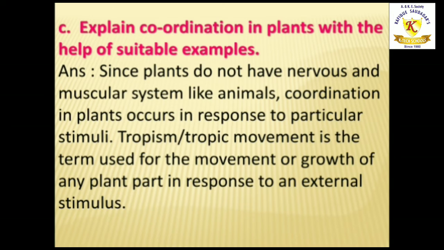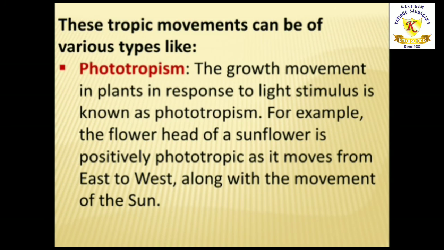Next question, explain the coordination in plants with the help of suitable examples. Answer. Since plants do not have nervous and muscular systems like animals, coordination in plants occurs in response to their particular stimuli. Tropism or tropic movement is the term used for the movement or growth of any plant part in response to an external stimulus. Let's see what they are. These various tropisms can be of various types.